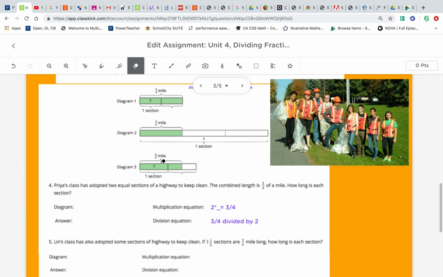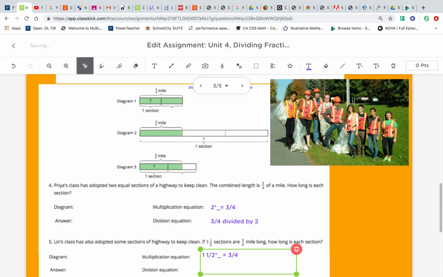Now, for the equations, let's try to understand what's going to happen here. We know that just as this amount here was 2, this amount here is 1.5. So that means we're going to be taking 1.5 and multiplying it times, well, we don't know, right? It's a question mark. So 1.5 times an unknown equals 3/4. So I'll go ahead and type that in here. 1.5 times some unknown amount is equal to 3/4. So that's the multiplication equation.